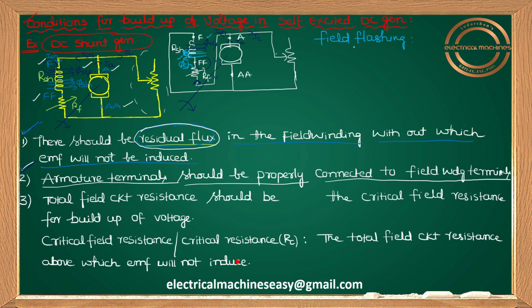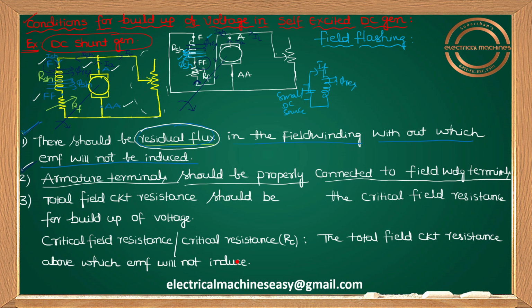Field flashing is a very simple definition I can give like this. Whenever, because of improper connection, phi SH is opposing your phi RS, your residual flux will be nullified. At that time, please disconnect the field winding from the circuit, from the armature, and excite that field winding with a small DC source for some time, so that the residual flux will be re-established once again.